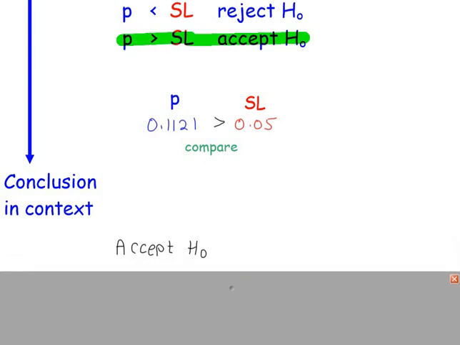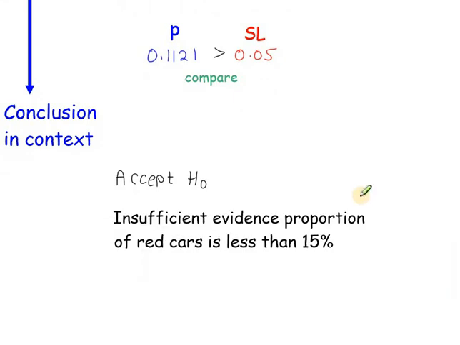So we accept H0 and we state that there is insufficient evidence that the proportion of red cars is less than 15%.